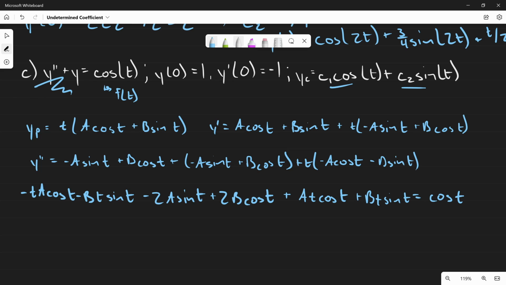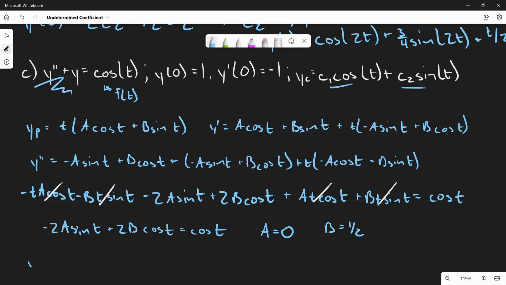And so right here we can eliminate the negative t a and the negative b t, leaving us with negative 2a sine of t plus 2b cosine of t equaling cosine of t, making a equal to 0 because there's no sine, and b being 1/2. And so our solution will be equal to the homogeneous portion, c1 cosine of t plus c2 sine of t, plus our particular solution. Since a is 0, the cosine does not exist, so it'll be t over 2 sine of t.